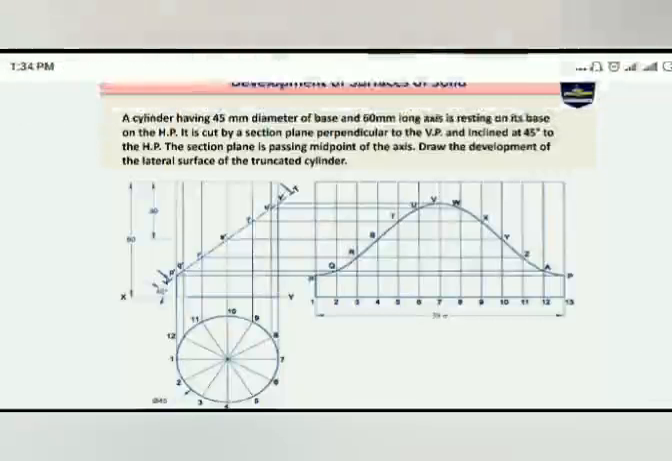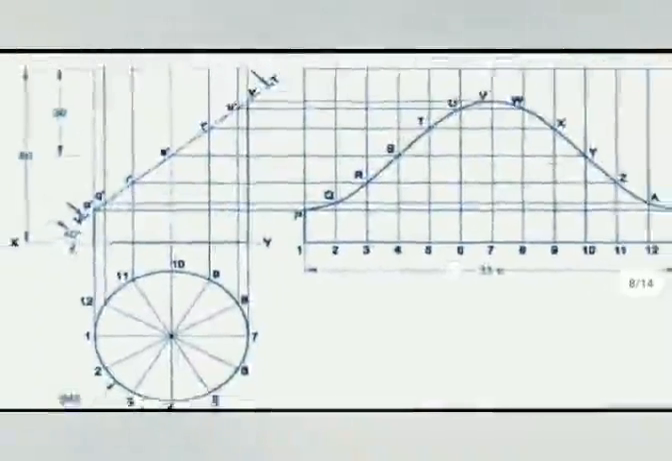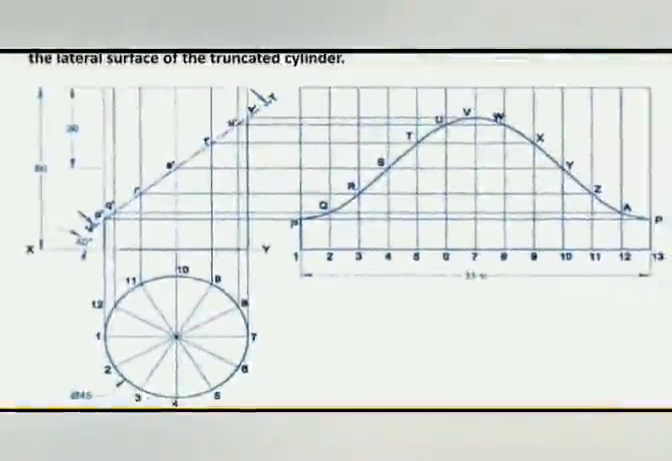So in this, first we have to draw the projection of cylinder. Then we have to cut the cylinder from the midpoint of axis at an angle of 45 degree. This is the angle, and this is passing through the midpoint of the axis. Then we have to draw the development of cylinder, which is a rectangle of length 2 pi r, that is 2 pi r or pi d. This is the development. As we have divided this circle into 12 parts, we also have to divide this development into 12 equal parts. So 1, 2, 3, 4, 5, 6, 7, 8, 9, 10, 11, 12.